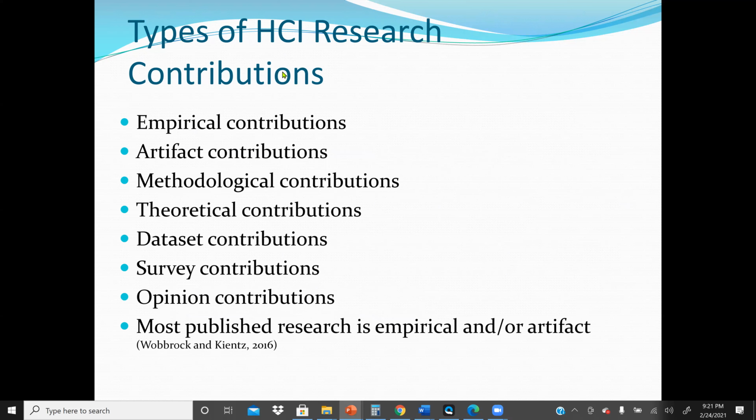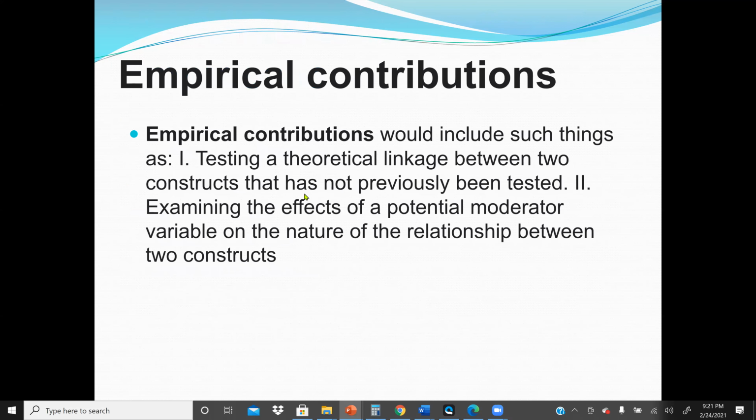The types of HCI research contributions are empirical contributions, artifact contributions, methodological contributions, theoretical contributions, dataset contributions, survey contributions, and opinion contributions. Most published research is empirical and also artifact. We will go through each of these. First we start with the empirical contribution.